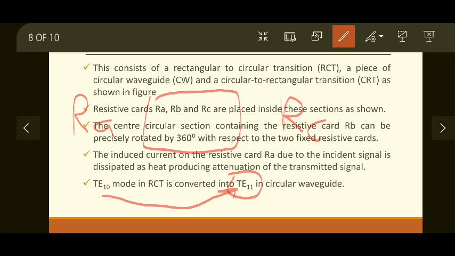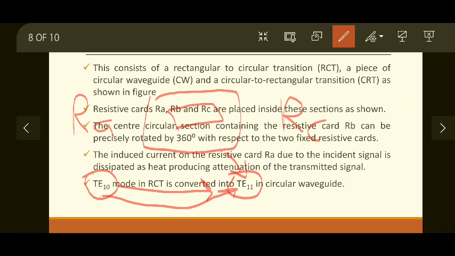We have kept it as a circular waveguide because we want to rotate the dielectric slab. For rotation to be easier, we have kept it as a circular waveguide. And for a circular waveguide, TE11 is a dominant mode. And to achieve TE11, you need a transition from TE10 to TE11.